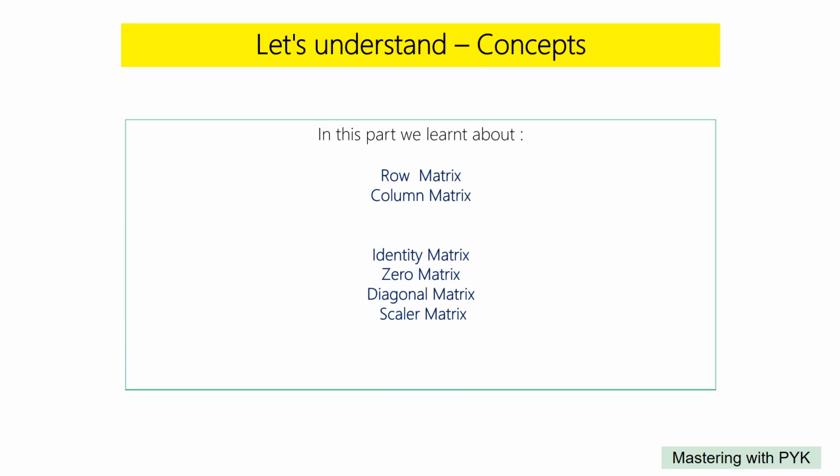So what did we understand in this part? We understood how we define a row matrix. A row matrix means a matrix which has only one row. In a column matrix, we have only one column irrespective of the number of rows. So rows can be n, but the column will be only one. We also learnt about identity matrix, zero matrix, diagonal matrix, and scalar matrix. The basic point to identify these matrices is that they all have to be square matrices.